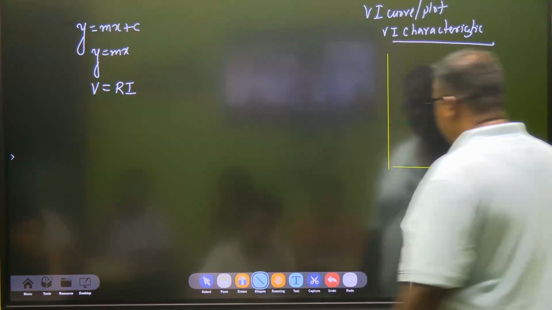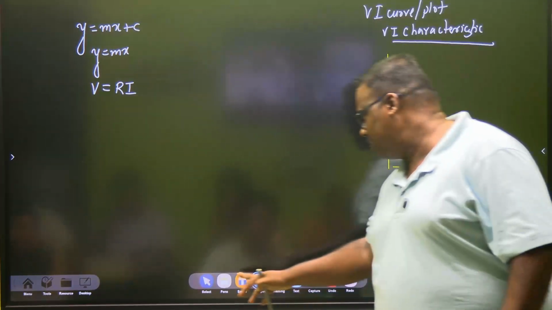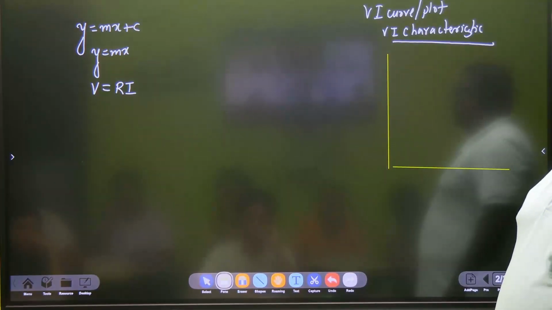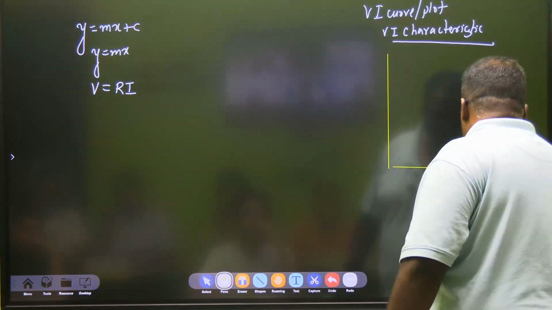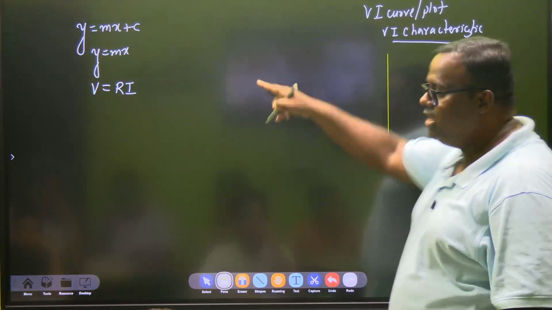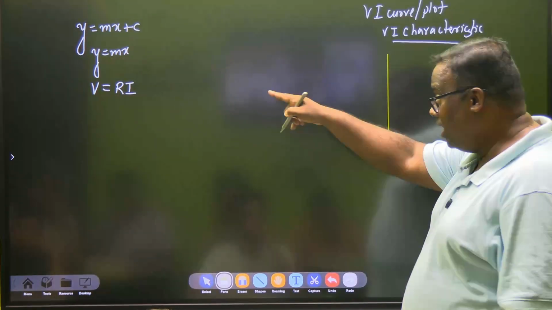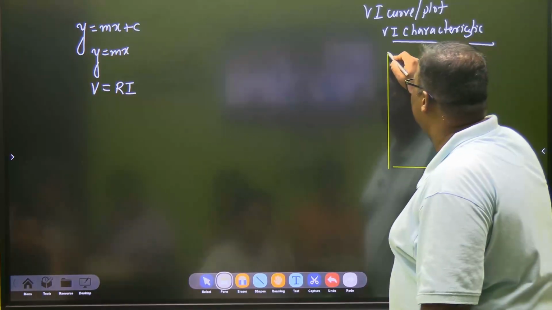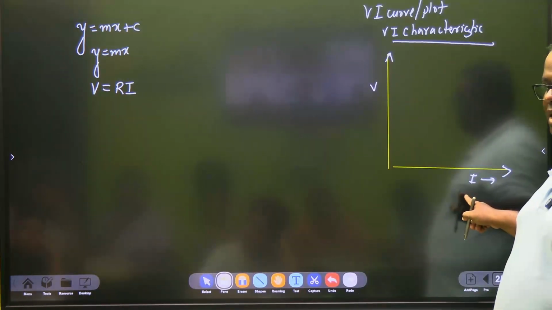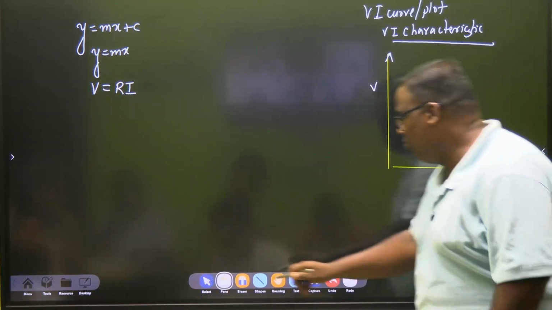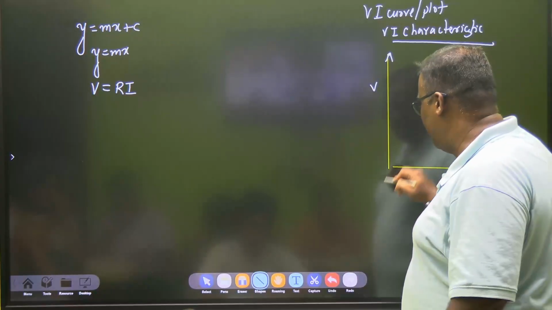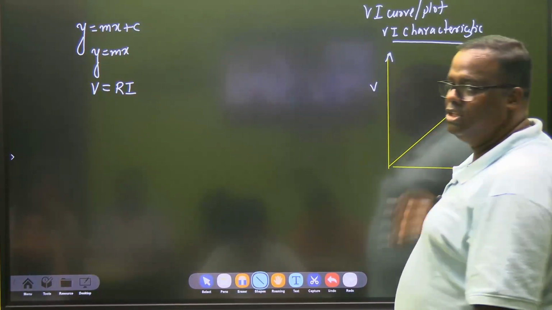Tell me, what is this axis? X axis. If you look at this equation, what is X? I is X, so we will have current on this axis. Now maths has become so easy. What is Y in that equation? V, so we will plot voltage on this axis. Right? And you have the equation V equals RI, so y equals mx. So you expect your graph to show in this manner.